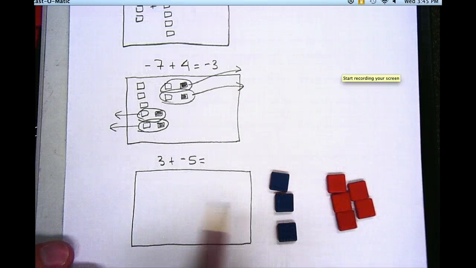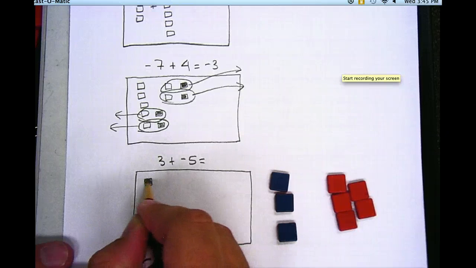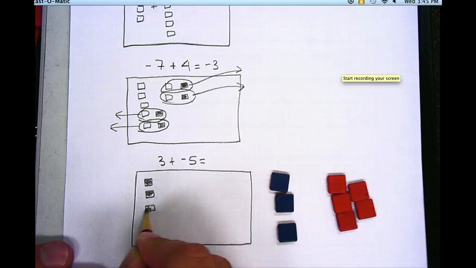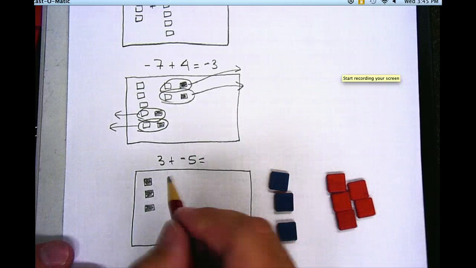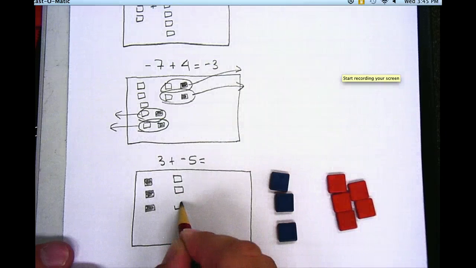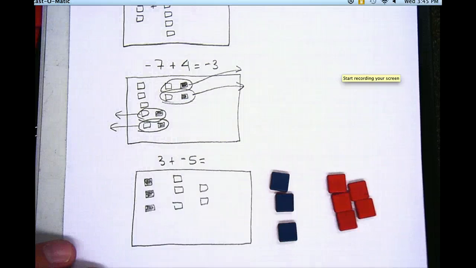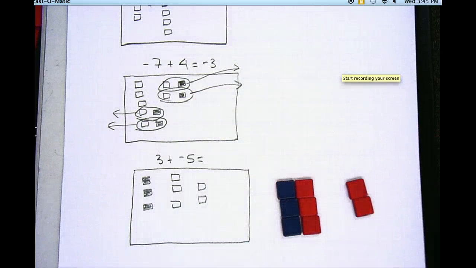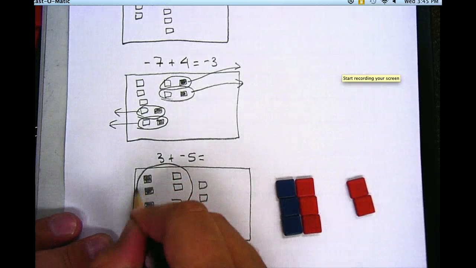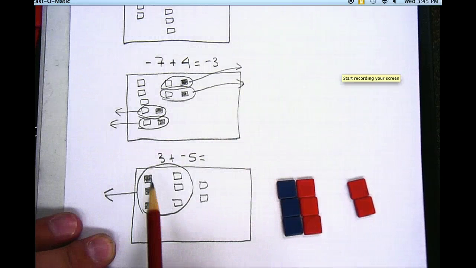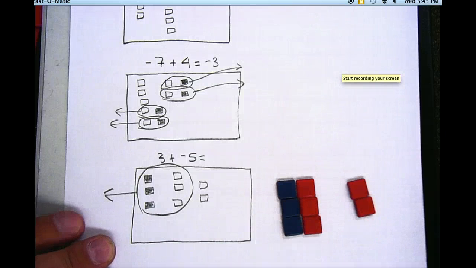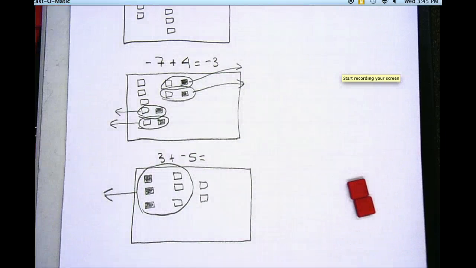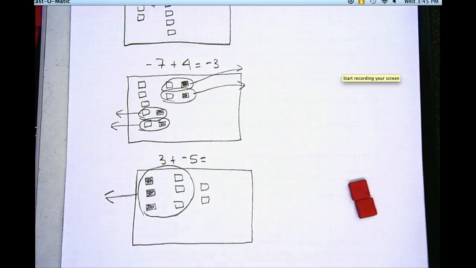So to draw that on my algebra mat, I have 3 positives, which are filled in circles or squares. And I have 5 open squares, which are -1s. So when I combine them, I'm going to remove my 0 pairs, and I'm going to match them up. And I have these 3 positive ones and those 3 negative ones. They're going to make 0. So I'm going to combine all those this time in one big circle. And that makes 0 because +3 and -3 make 0. So I'll take all those 0 pairs off, and I'm going to be left with just -2. So 3 plus -5 is equal to -2.